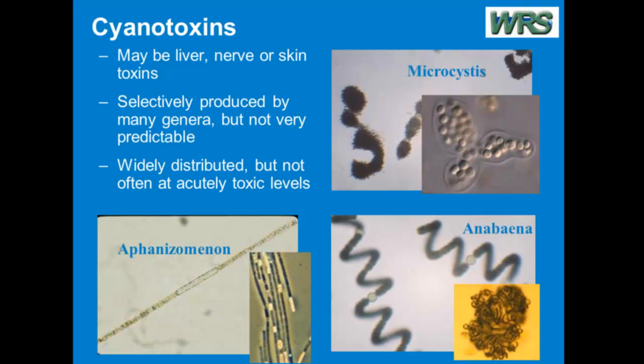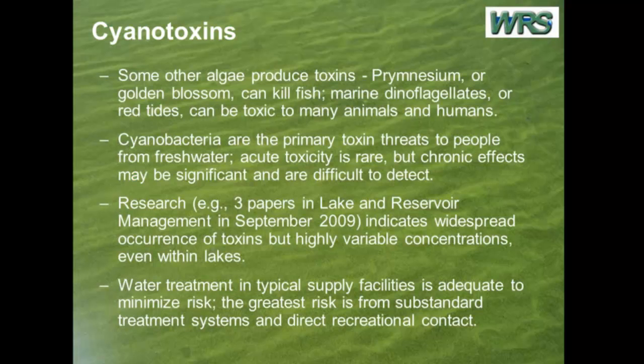They're out in the environment, widely distributed, but it's pretty rare for them to be at acutely toxic levels. So you do not need to live in fear of this, but you should be aware of it. Some other algae also produce toxins. One called golden blossom, which is pretty abundant in Texas and some of the other southern areas, not Florida so much, will kill fish. There's marine dinoflagellates, they call red tides, black tides, brown tides, things of that nature that have been toxic as well, although those don't exist in a toxic form in freshwater. So cyanobacteria are really the primary toxin threat to people in freshwater.